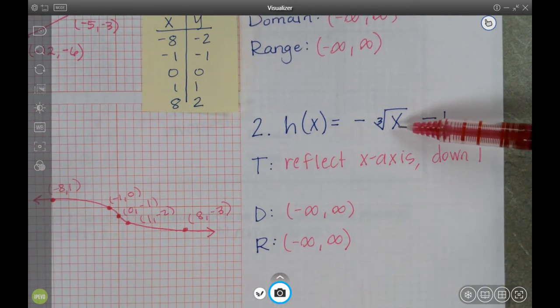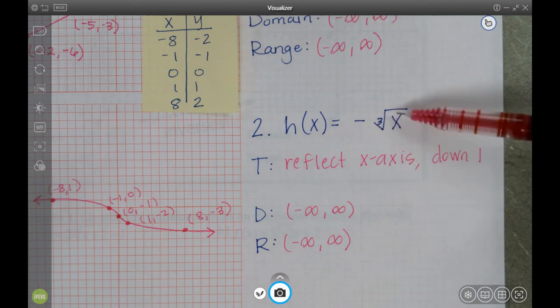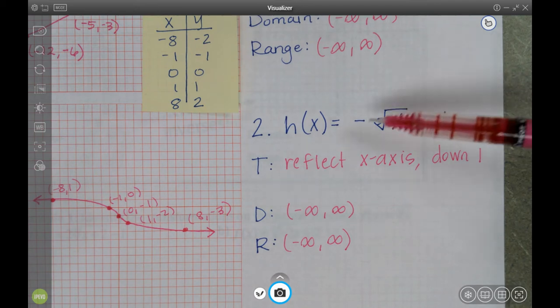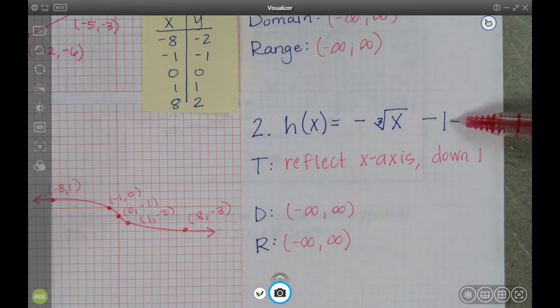Right here, the first thing you would do would be multiply by -1 and then subtract 1. First you look inside, but they're both outside. Right. First you look inside, but you would multiply before you add or subtract. Oh, right. Okay.